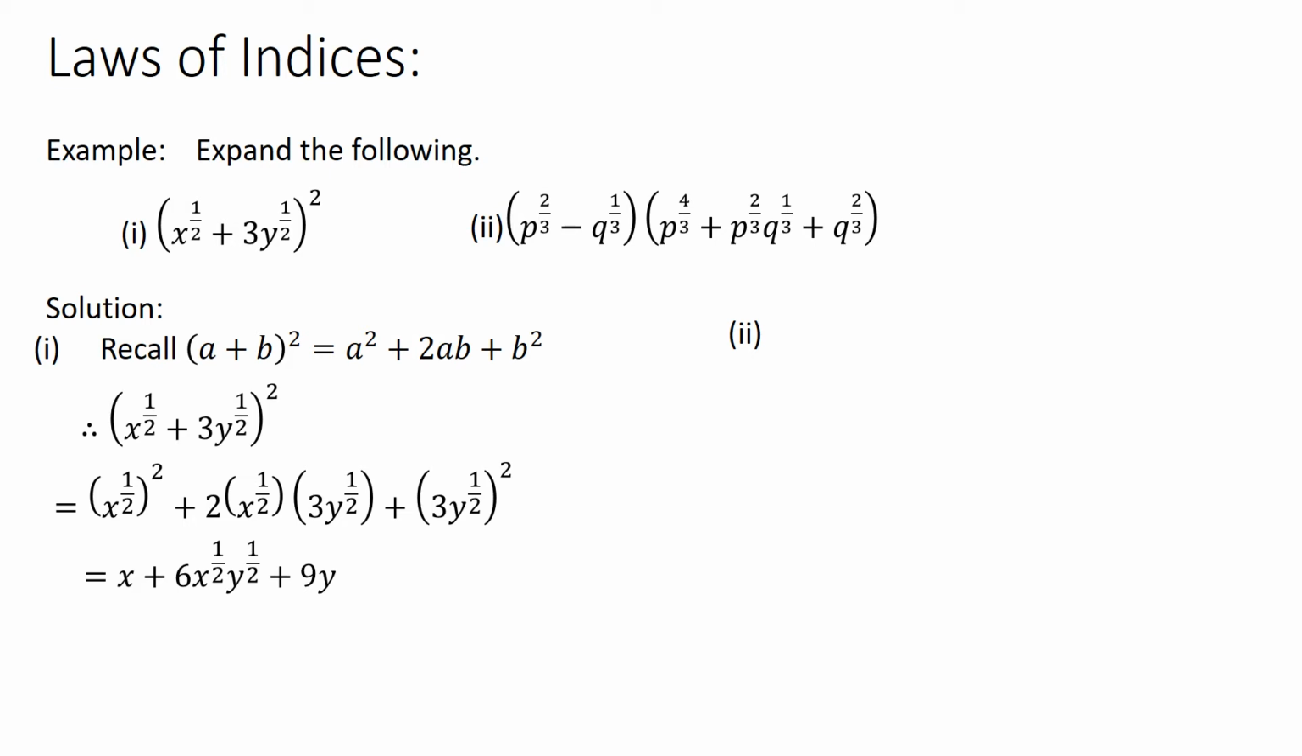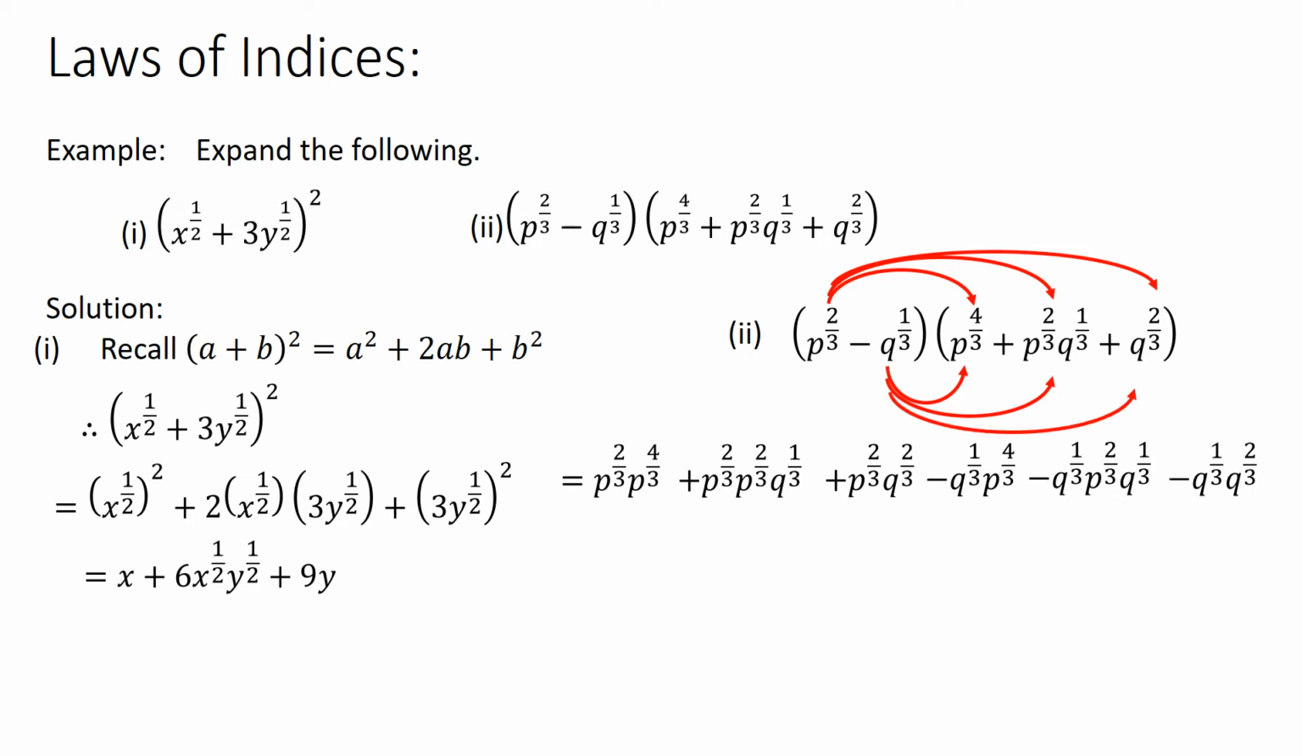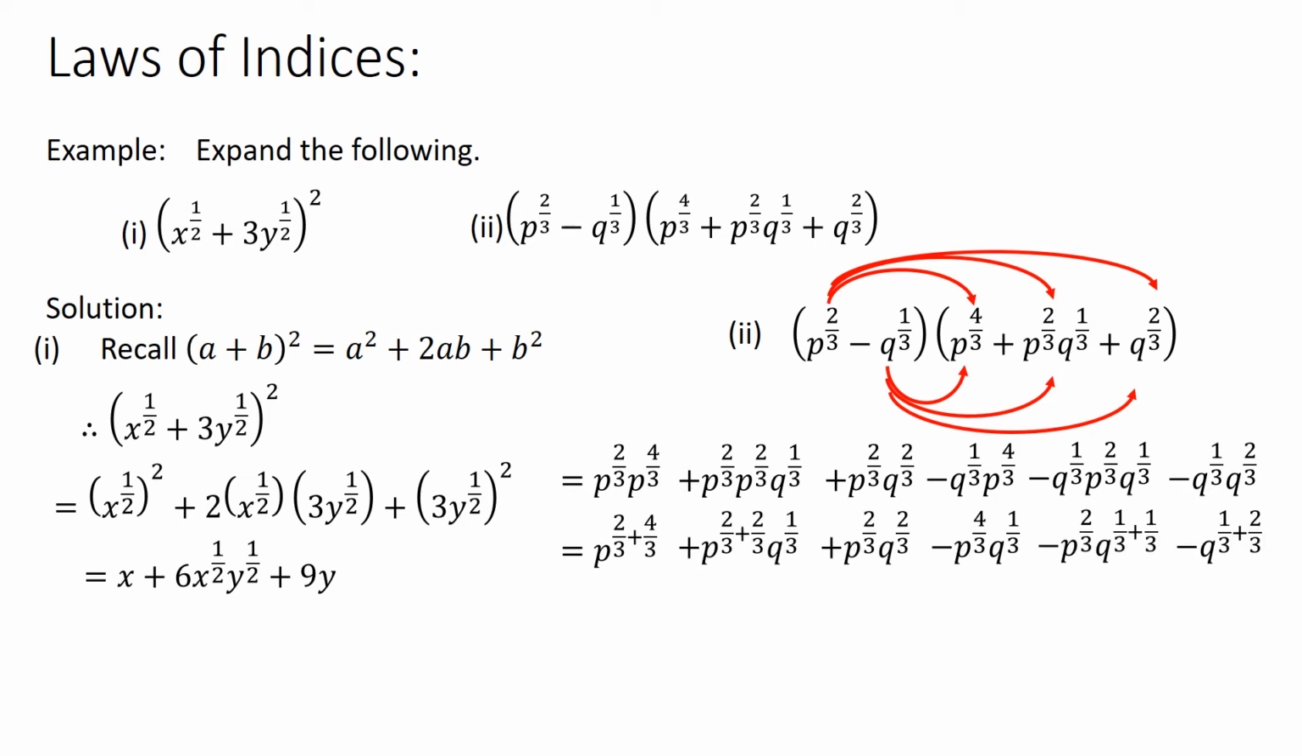For the second expression, we can expand the two brackets using the rainbow method. So the first term multiplied with the first term of the second bracket, and we get this. Continue to expand, and we get the second term, and we get the third term. We get the fourth, fifth, and finally the sixth term. Now we can start to simplify them, and this is what we get.